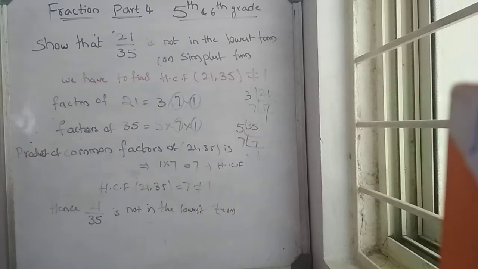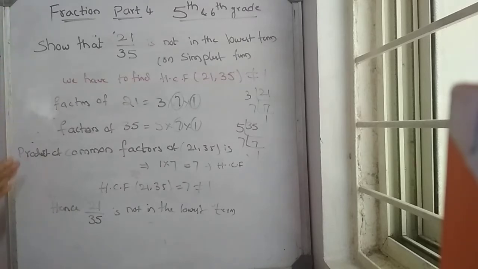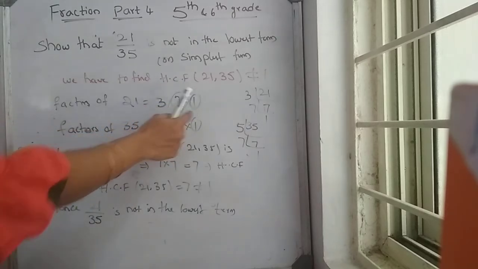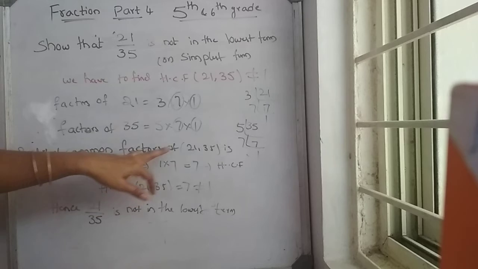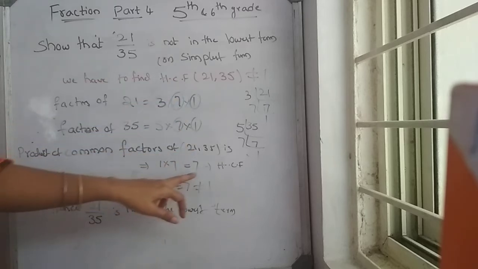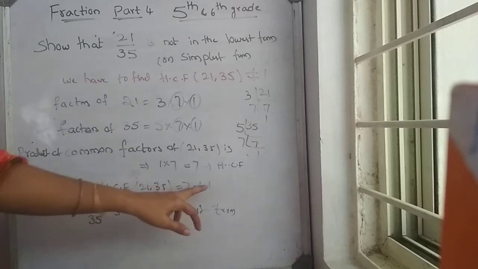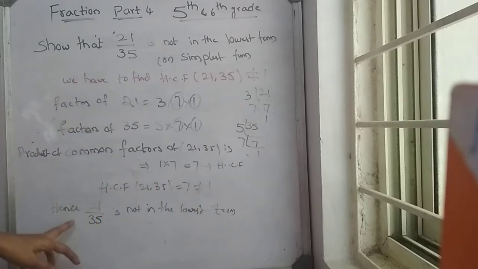Now clear, right? What we do: first, find the factors of numerator. After that, find the factors of denominator. After that, you can take the common factors, 7, 1. Do the product of common factors of these two. We will get 7. So HCF of 21, 35 is not equal to 1. So it is not in the lowest term.